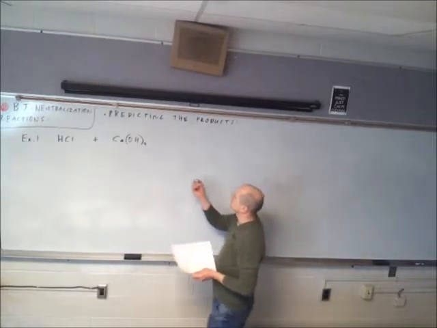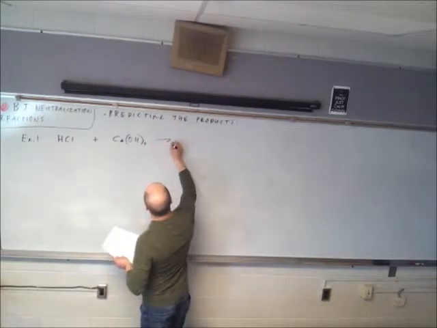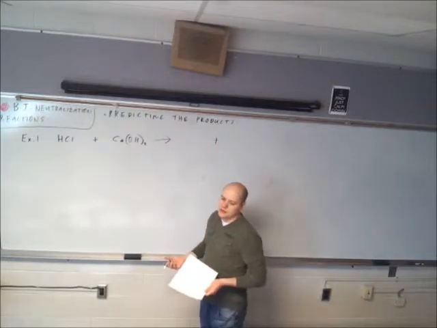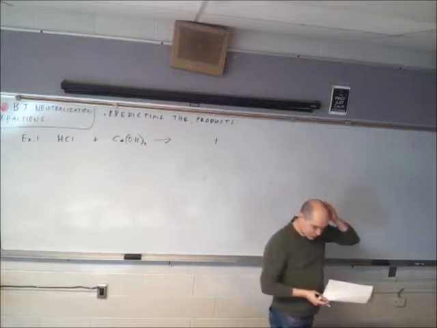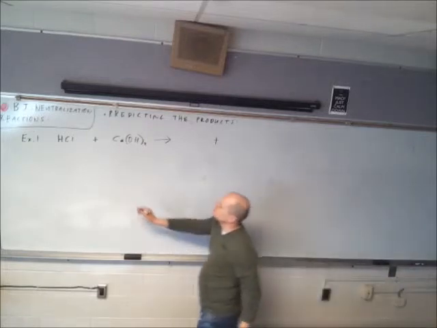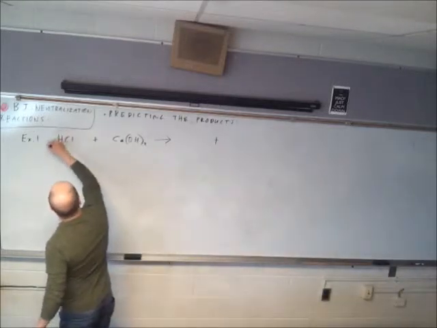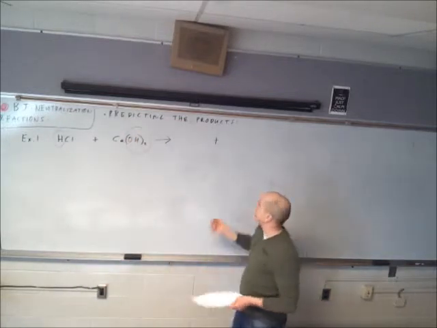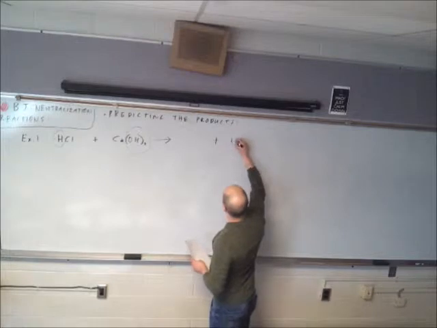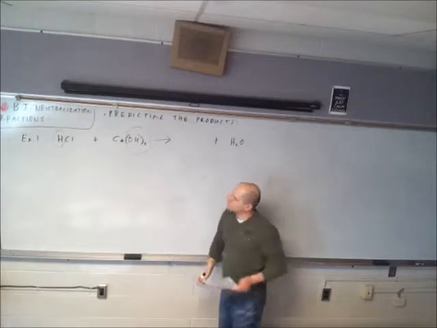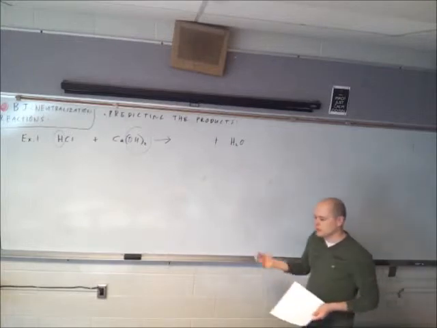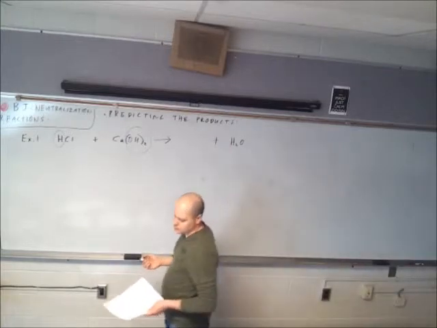And now we know there's going to be two of them. You should look at this, and you should be able to tell that the hydrogen from the acid and the hydroxides here are going to come together and make water, right? H2O. Calcium chloride. The question is, what's the formula there? CaCl. Okay, is that right? It's actually going to be CaCl2.